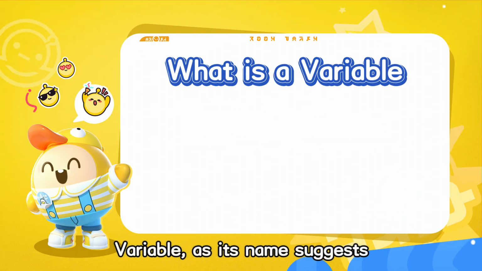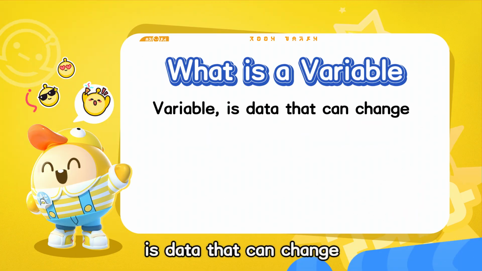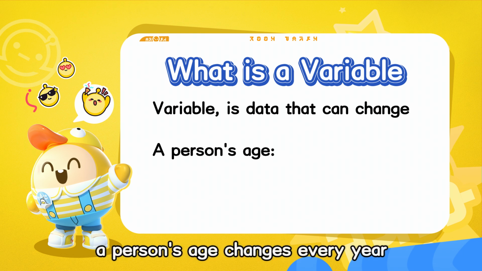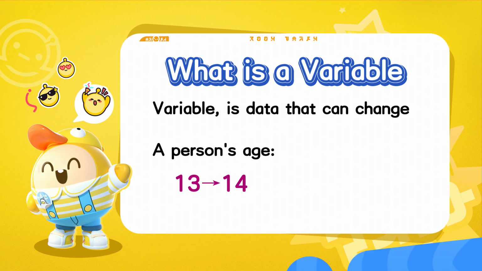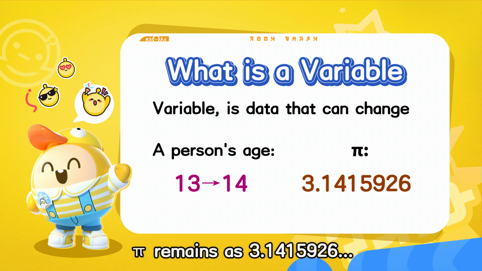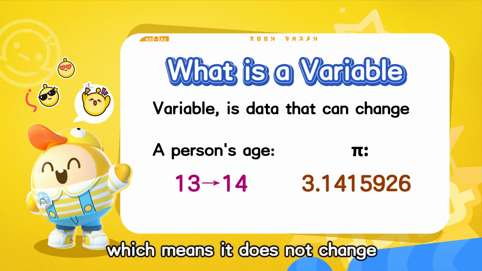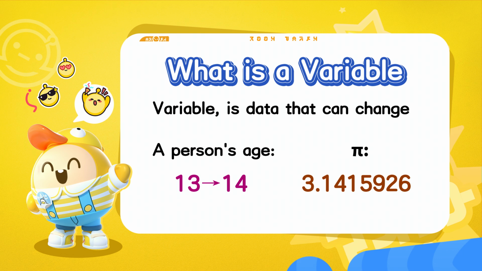Variable, as its name suggests, is data that can change. For example, a person's age changes every year, making it a variable. On the other hand, pi remains as 3.1415926, so it is a constant, which means it does not change.